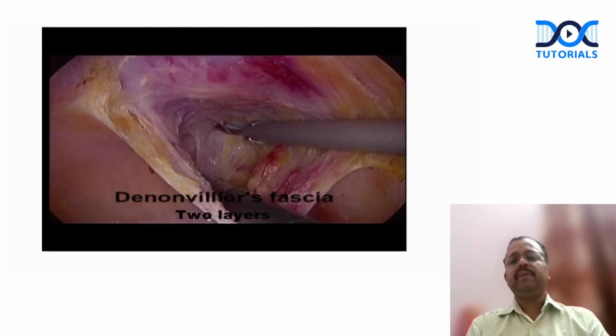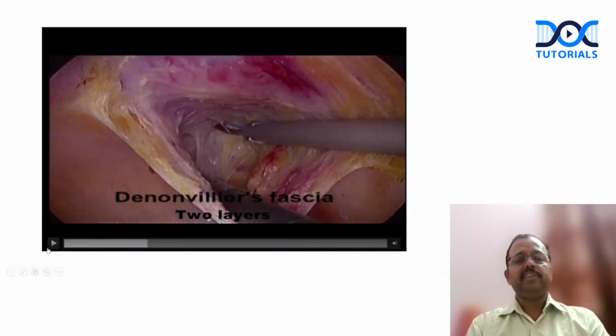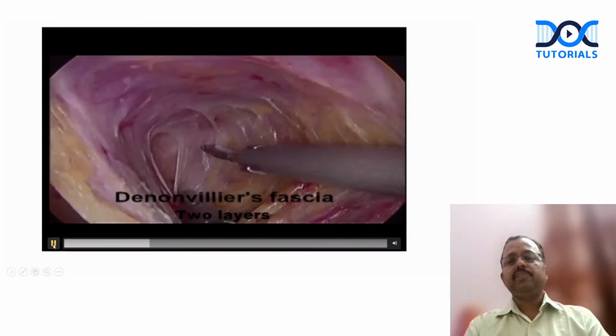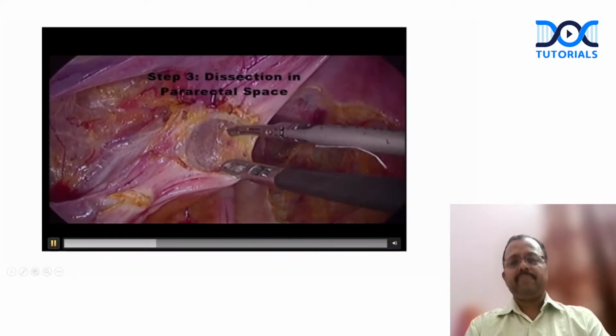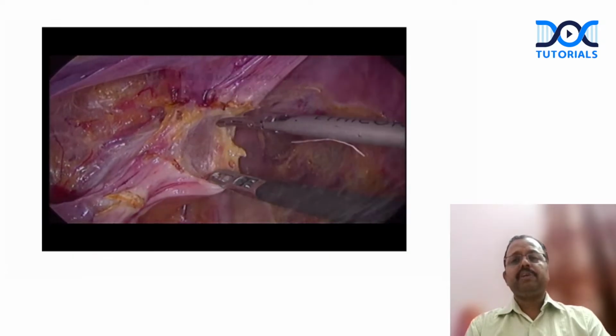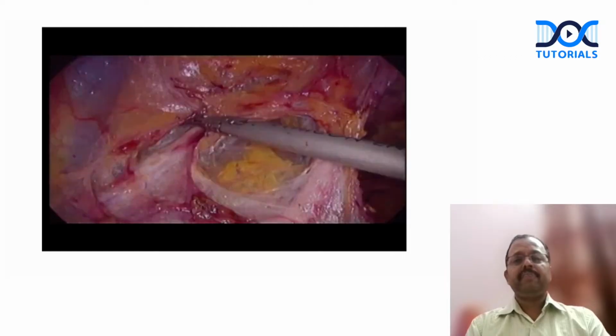If you go in this plane, we'll be going in the correct plane of division between the two layers of the endopelvic fascia, thereby maintaining the radicality and also making sure that we don't damage the adjacent rectum or the bladder. So we go in this plane, we go until the level of the levator. So this is what is being done. The pararectal spaces are being defined.